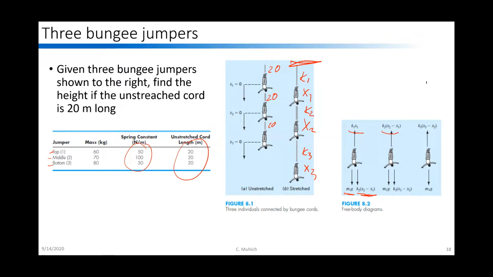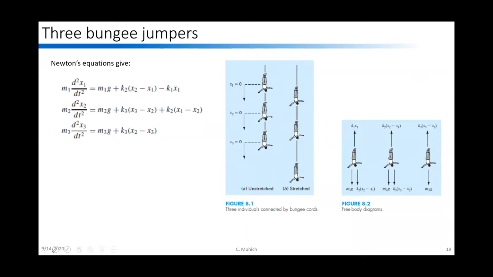That second bungee jumper also has 3 forces acting on her. One, the force pulling up, so K2 times X2 minus X1, to take into account how far he's been stretched out. Her mass, and then the force pulling down on her from the third bungee jumper. The third bungee jumper has only 2 forces acting on her, an upward force from the cord, and then the downward force of gravity.